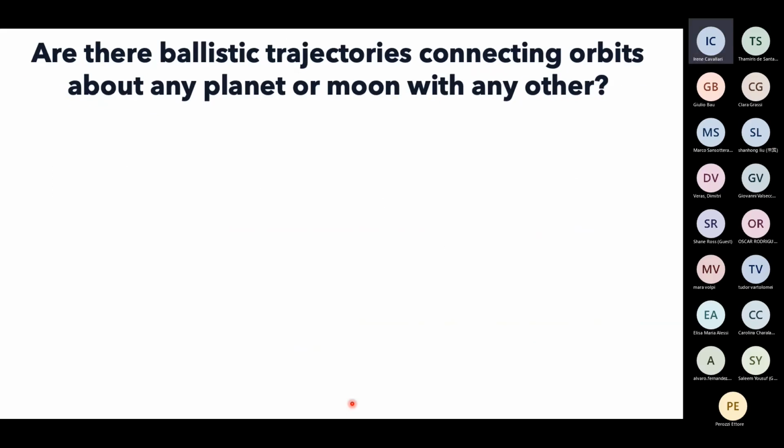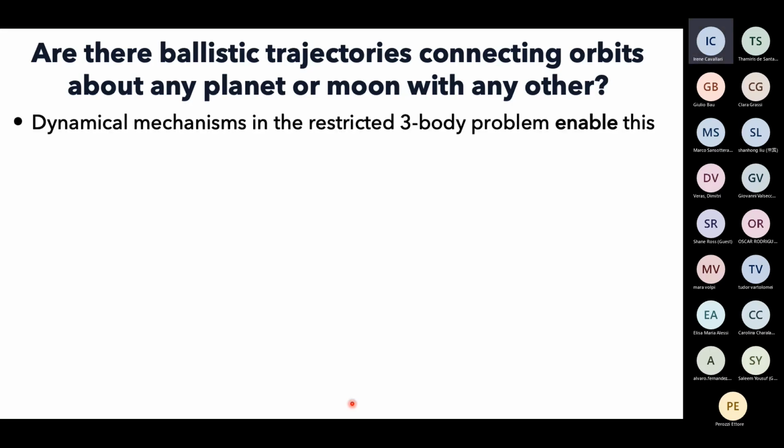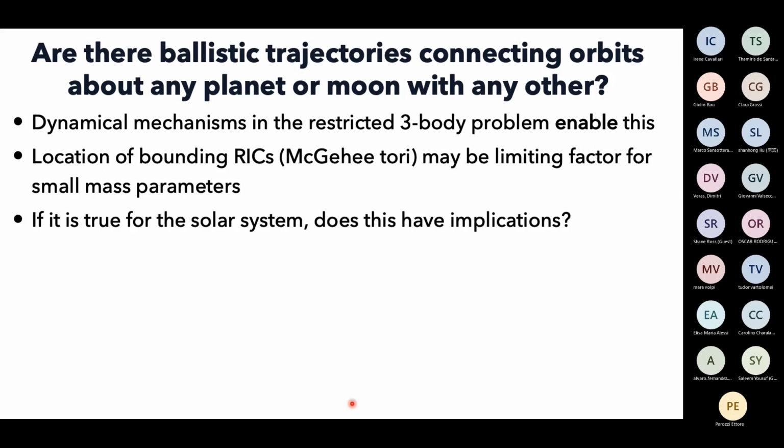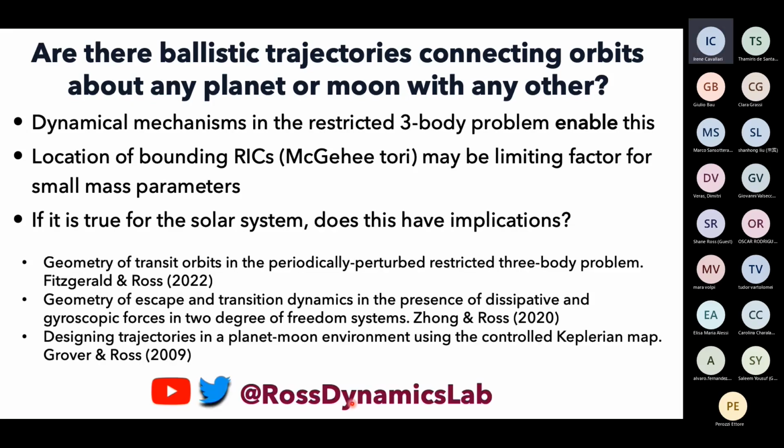So when I ask, are there ballistic trajectories connecting Earth to any other planet or moon, I may as well state it another way: connecting orbits around any planet or moon with any other. I think it's possible. The dynamical mechanisms in the restricted three-body problem enable this. The location of the bounding ricks, or I might say McGehee-Torre, could be a limiting factor, especially for the small mass parameters. And if this is true for the solar system, does this have implications? I don't know. It's an open question.